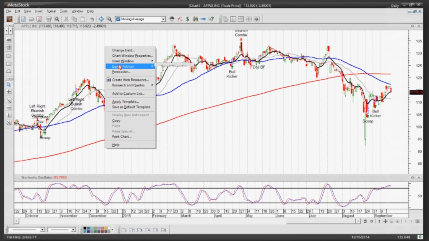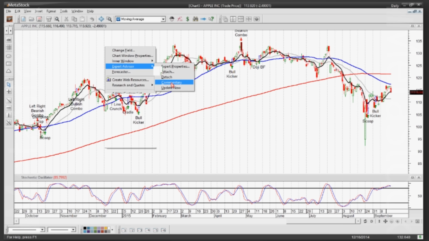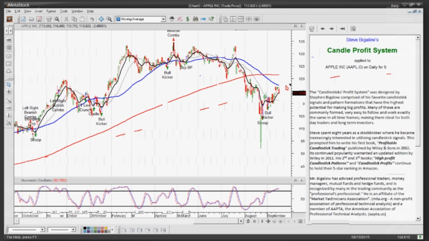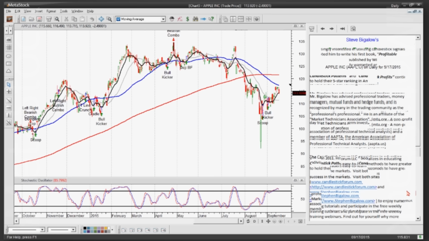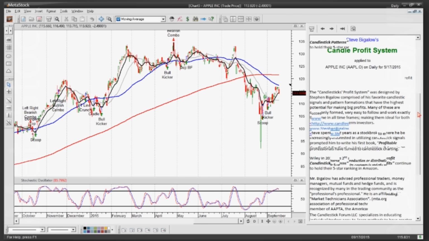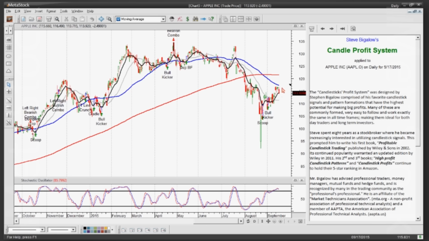And to get to that in MetaStock, all you have to do is right-click on your chart and go to the commentary view. Okay, and that's going to open up your commentary view. You'll notice by default it's going to default to the very last day of the chart. There's not a pattern on this chart, so you're going to have a little bit of an overview of the system and a little bit of information about Steve, but nothing to tell you what a bull kicker is because one didn't happen today. We want to tell you what it is when it's important to you.